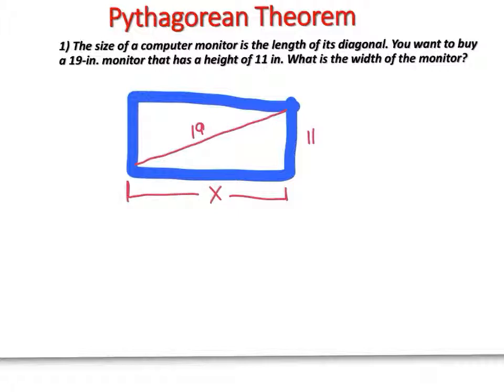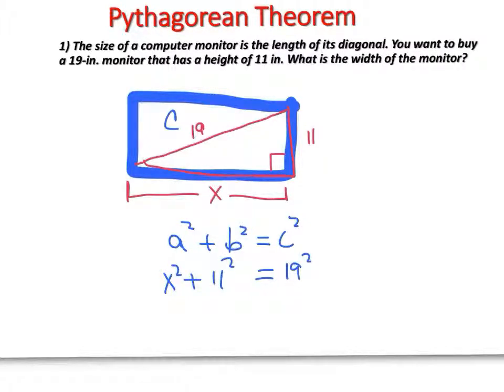So in this problem, since this makes a right angle, we can use the Pythagorean theorem and just look at that red triangle there to find the length of that leg. The key is that this 19 is the hypotenuse, c. So we have a squared plus b squared equals c squared. So filling things into that, we'll have x squared plus 11 squared is equal to 19 squared.